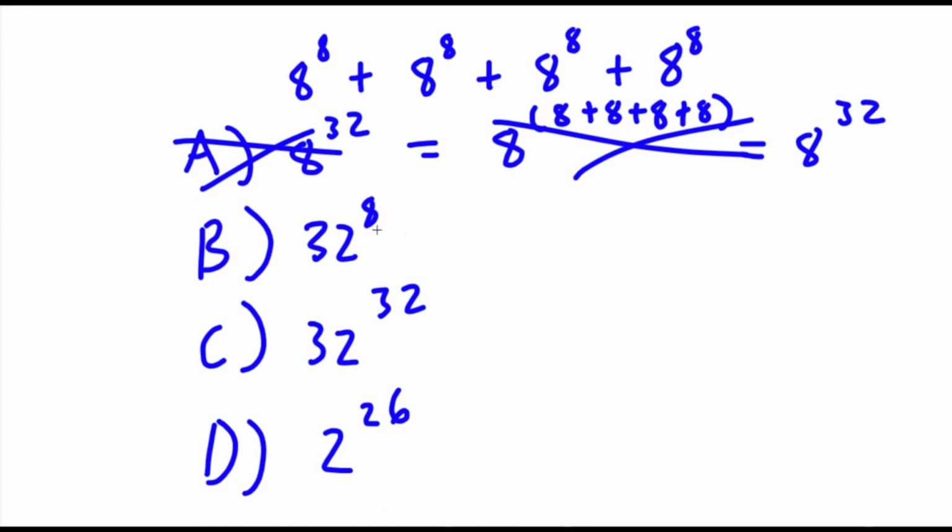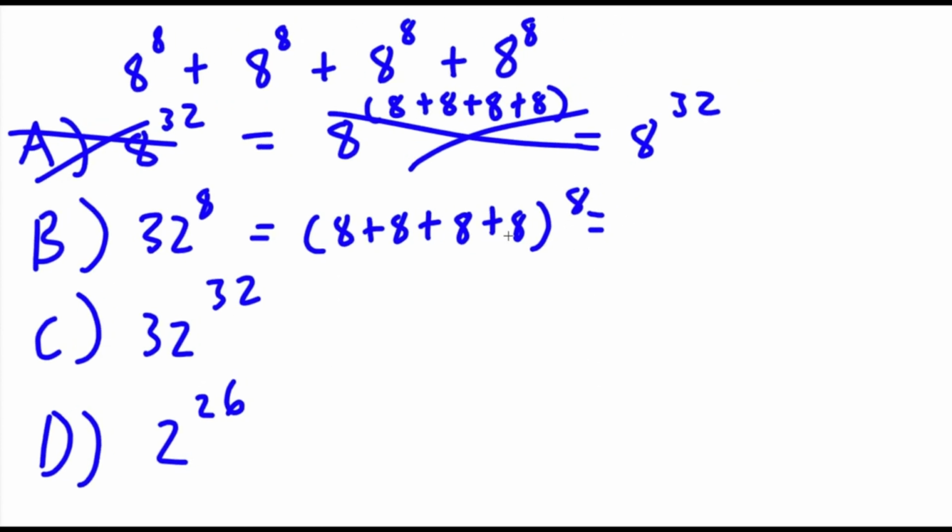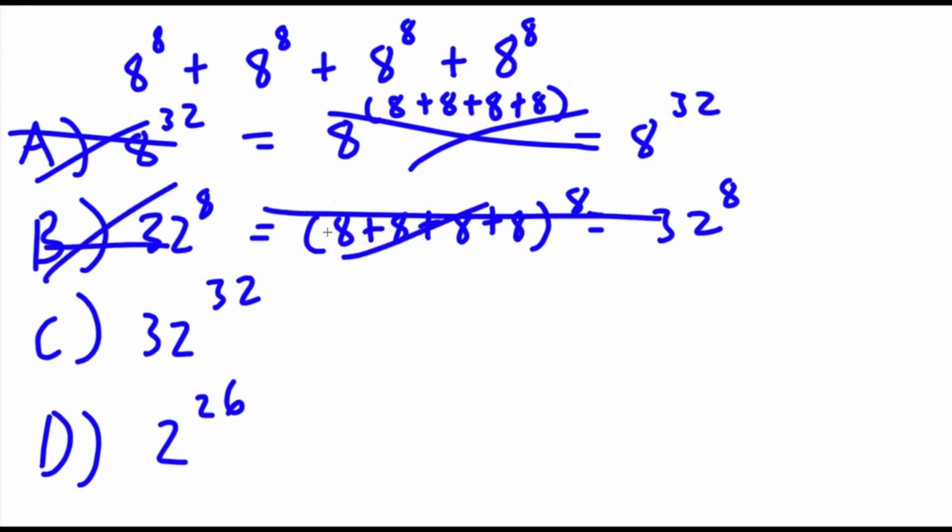For answer choice B, they got 32 to the power of 8, and how they got this was they kept the exponents the same, and they added the bases. So they did 8 plus 8 plus 8 plus 8 to the power of 8. Now, 8 times 4 is 32. So I got 32 to the power of 8. And this method is actually wrong as well. This is not the right way to add exponents.